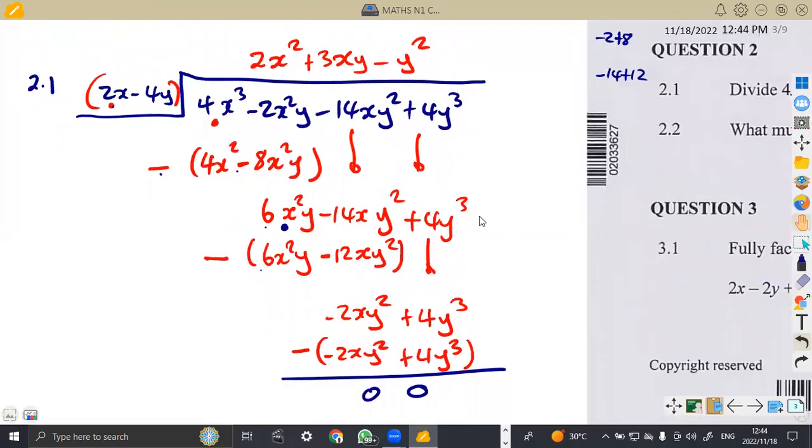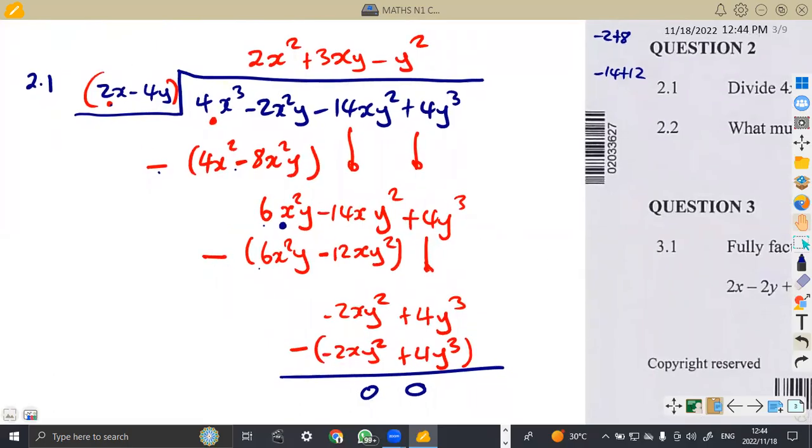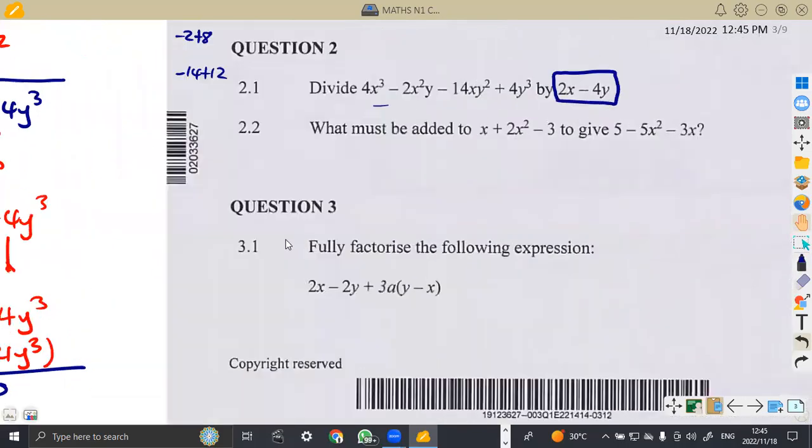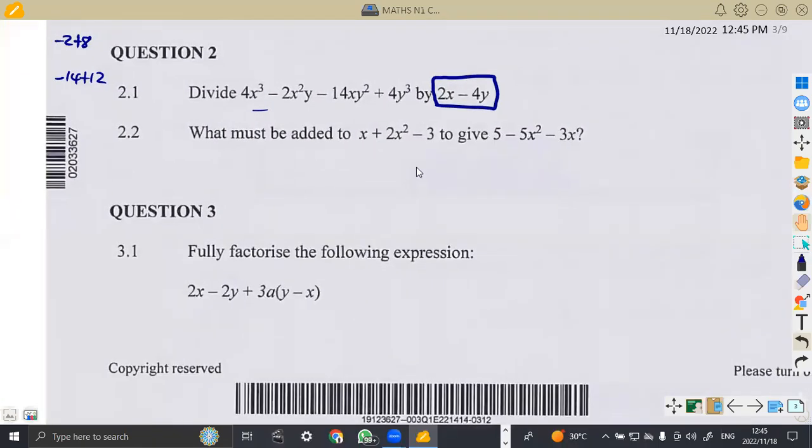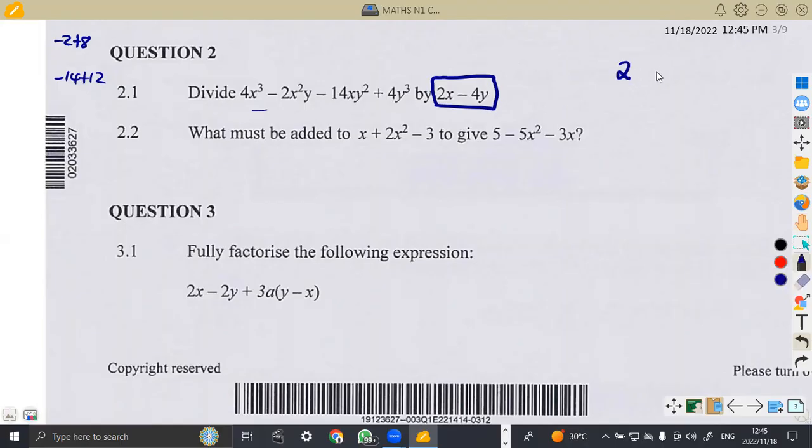Divide this expression by this expression: the one that you're dividing is the one that you write on this part. So that was our 2.1. Then 2.2: what must be added to this expression to give the expression that we see on the other part? Let us take a normal consideration. We have 2. What must be added to 2 so that we get 5? That's the question.